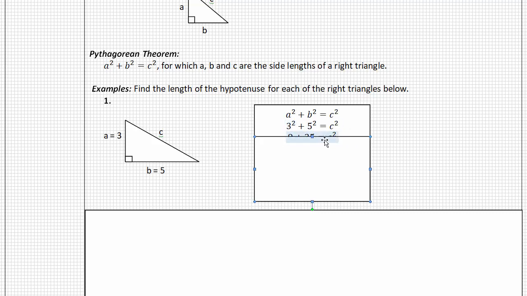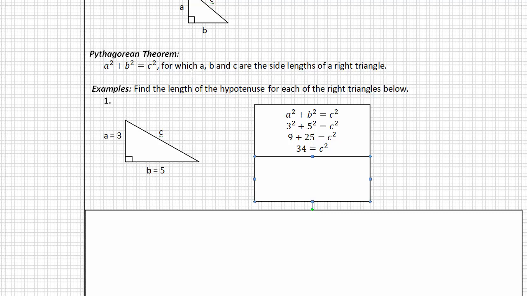So what's the next line going to read? 3 squared is 9. 5 squared is 25, and that equals c squared. So we did the exponents first, always following order of operations in any of our equations. 9 plus 25, think about that for a minute, what are we going to get when we add that together? Should come up with 34. So 34 equals c squared.